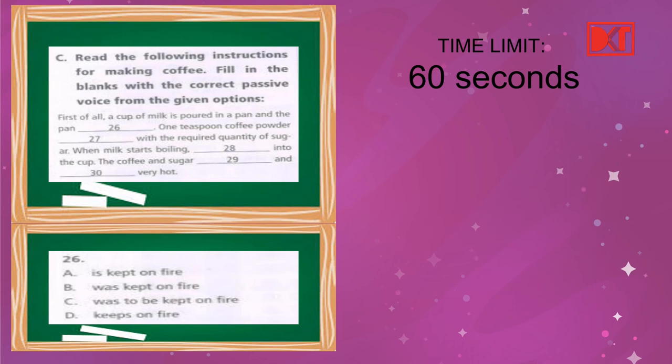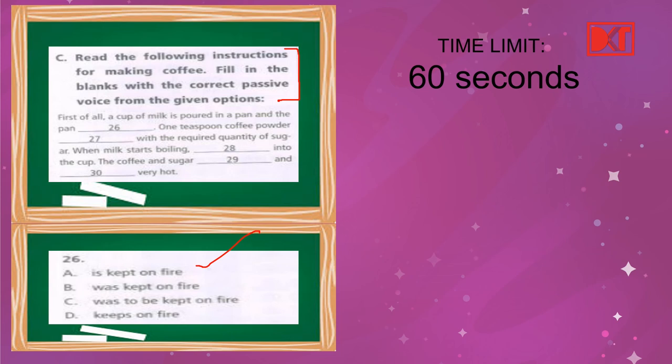Right. So the next category of questions: what we have to do here is read the following instructions for making coffee and fill in the blanks with the correct passive voice from the given options. So paragraph by paragraph, as per the blanks in the questions, we have to fill in the passive voice. All right, let's see.